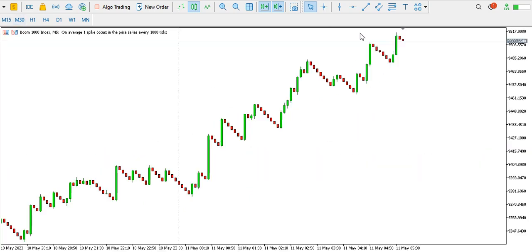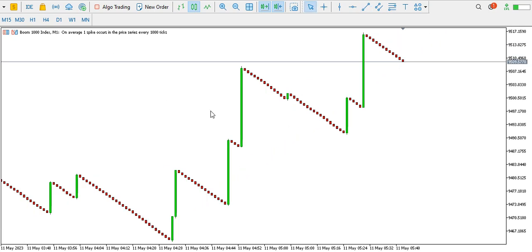Just continue to catch the spike for now on boom 1000 index. Catch the spike for now. This is the 1 minute time frame. Try to catch the spike.